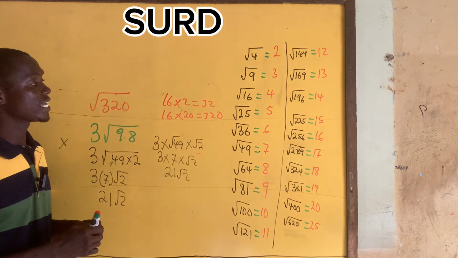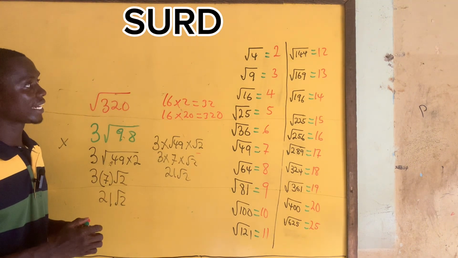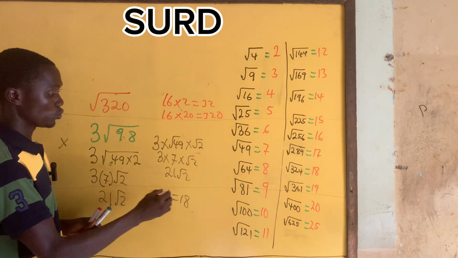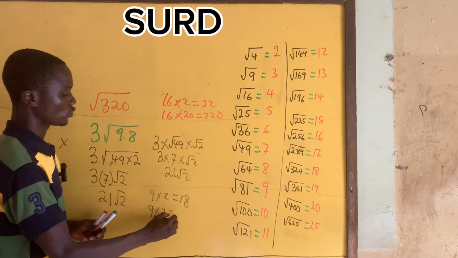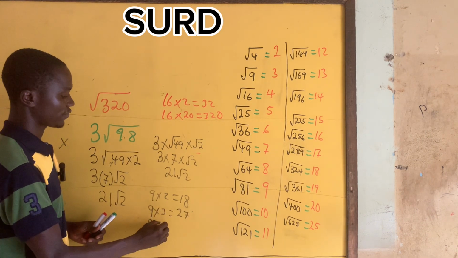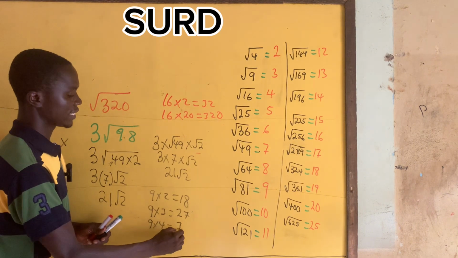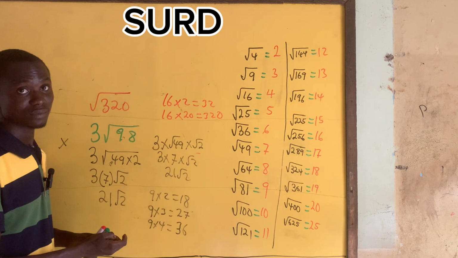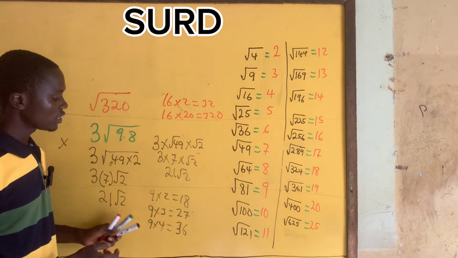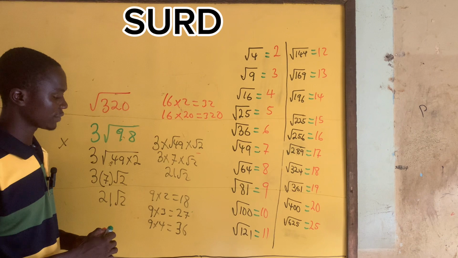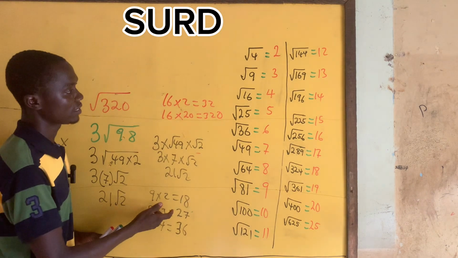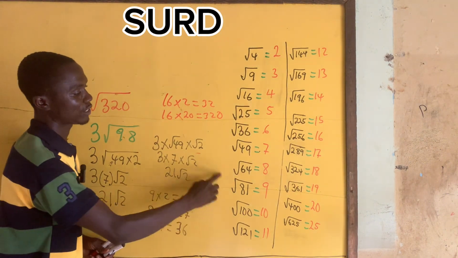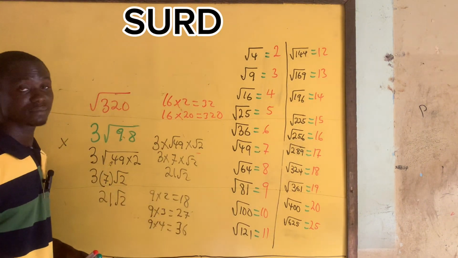For instance, let's say 9 times 2 is 18. 9 times 3 is 27. 9 times 4 is 36. And if you multiply 2 perfect squares, the result will be a perfect square. So that is that. Let's say 4 times 16, it will give us 64. 100 times 4, it will give us 400.